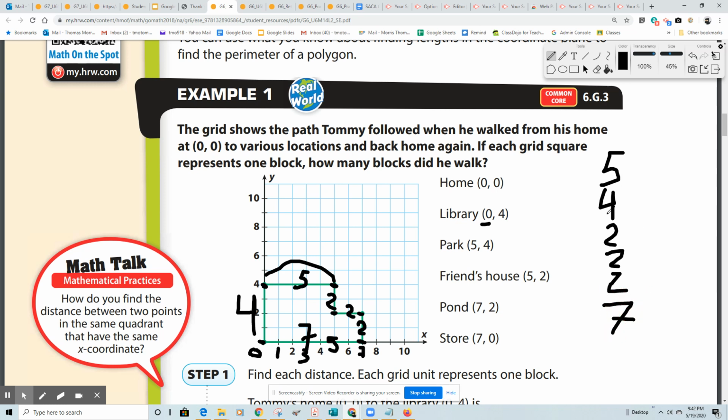All right, so depending on how you do that, I'm just looking at this right away. I have 6 here. 6 goes with 4 to get to 10. Plus 5 is 15. Plus 7 is 22. So his perimeter, his walk was 22 blocks around. All right, so that's how you use distance formula to find perimeter. All right, I'm going to clear this and we'll go on here.